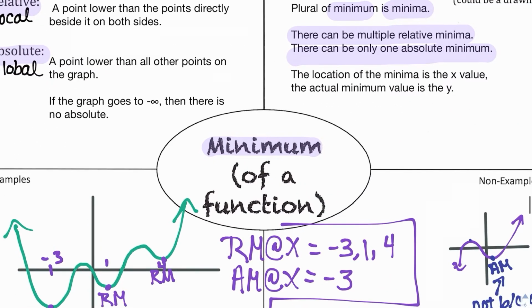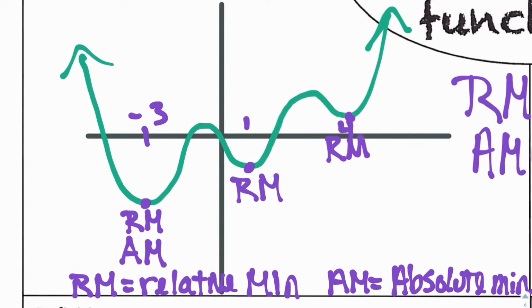When you're finding the minimum, the value is the y, the actual minimum. So if I ask you for the minimum, you're looking for the y value of your point. But the location, how we describe where it is, will be the x value. Just like we do with increasing and decreasing intervals, we talk about it with the x values. So let's take a look at this picture here.